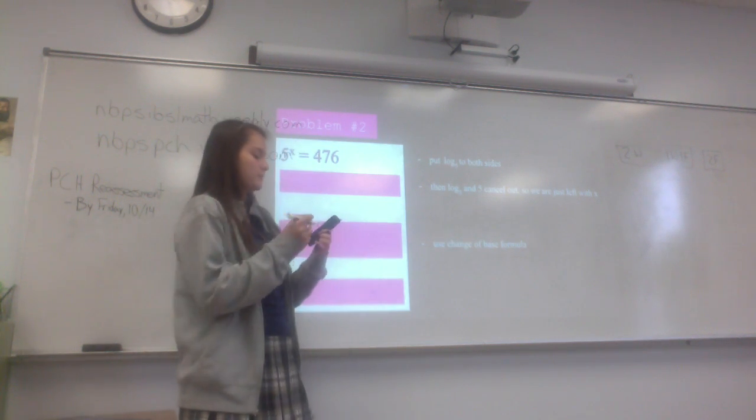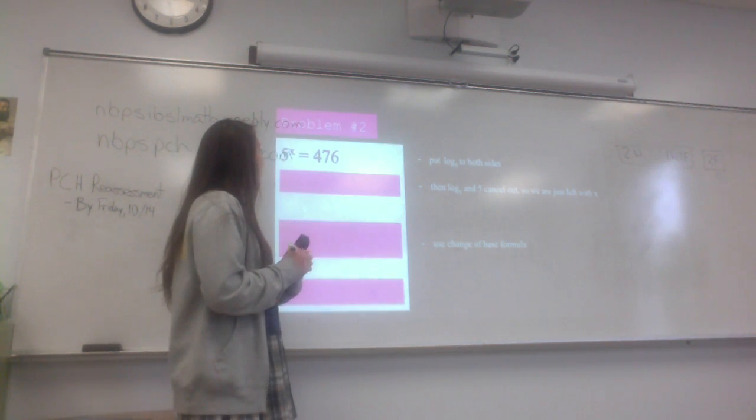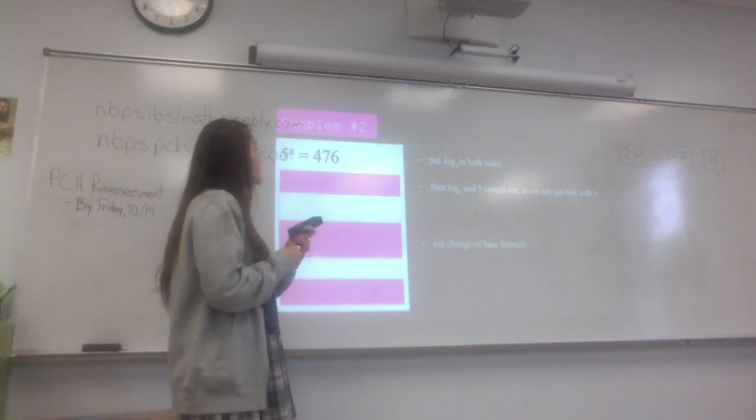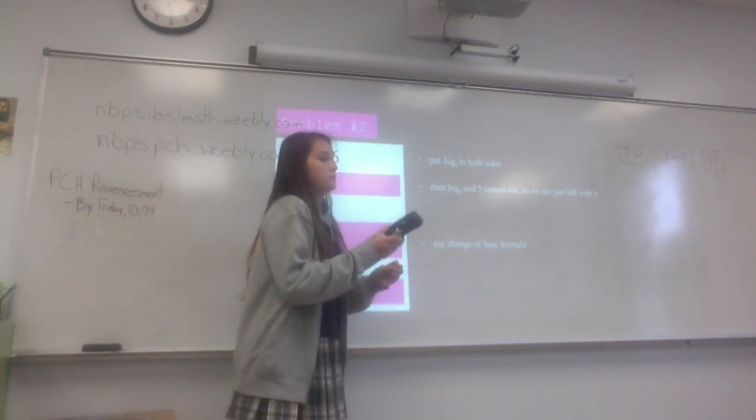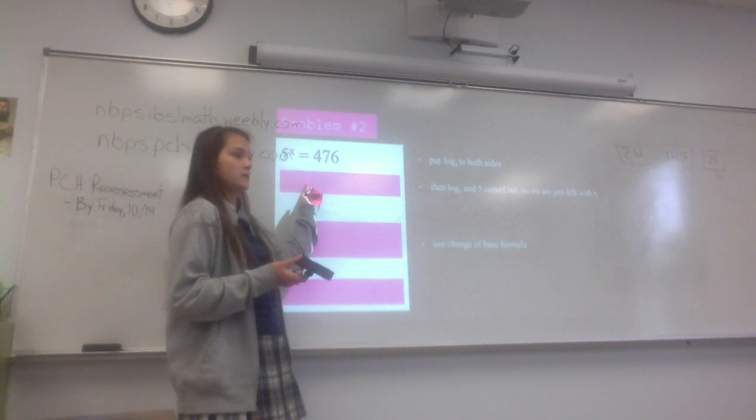Let's do more problems on the change of base formula. 5 to the x power equals 476. Does anybody who wants to try this know what the next step will be?